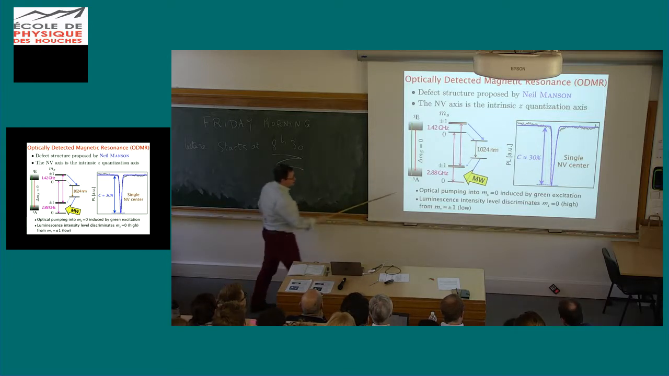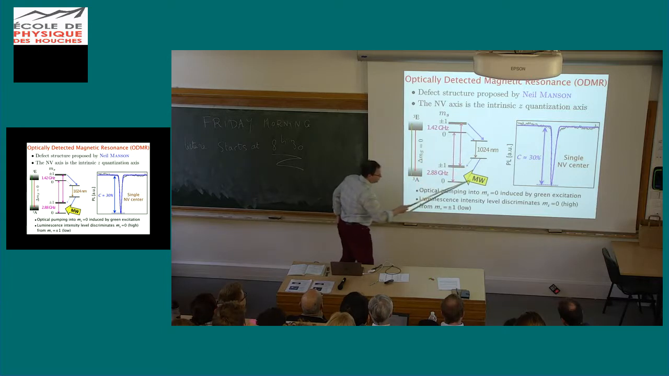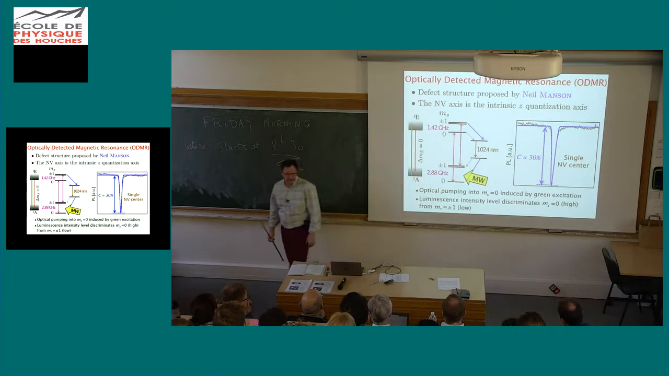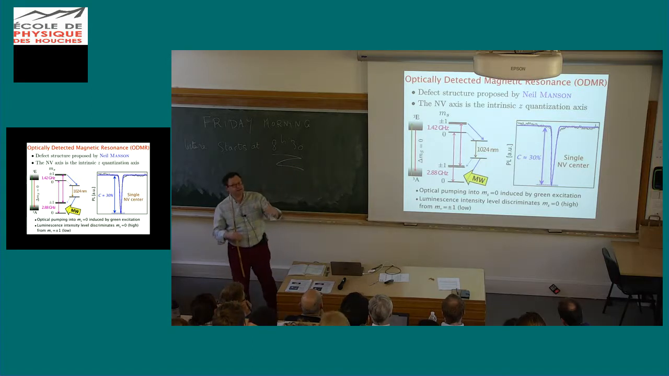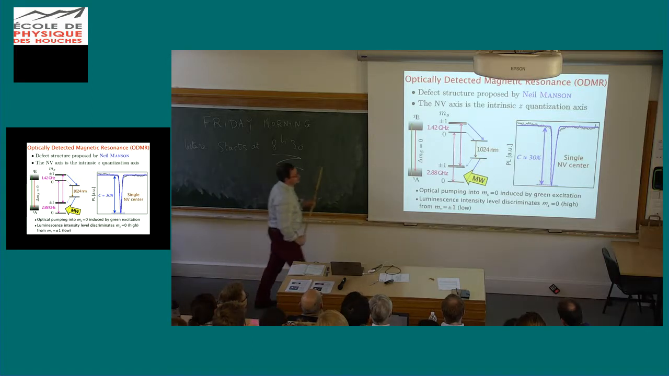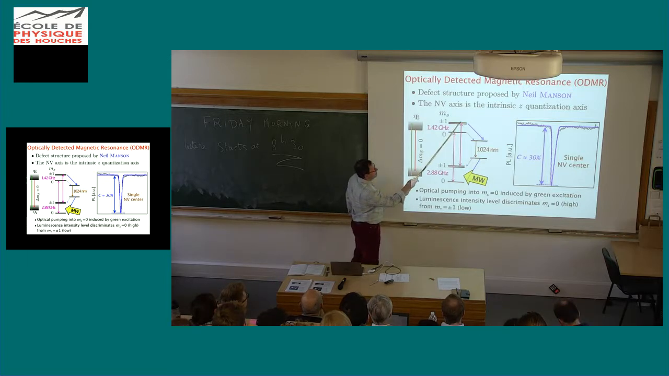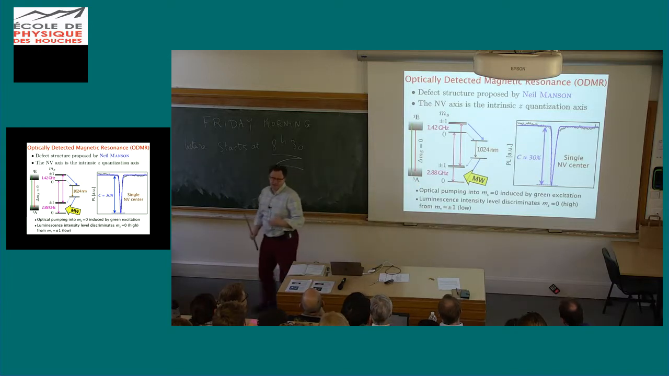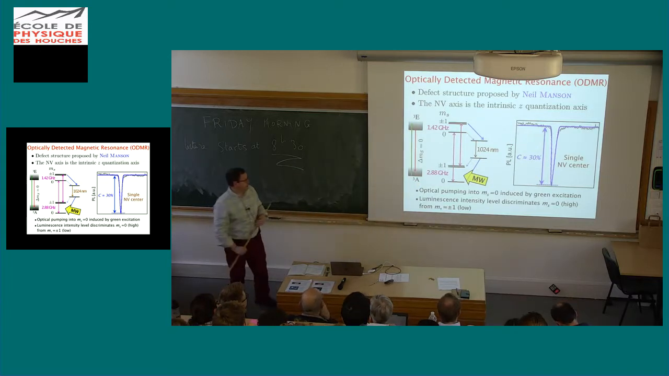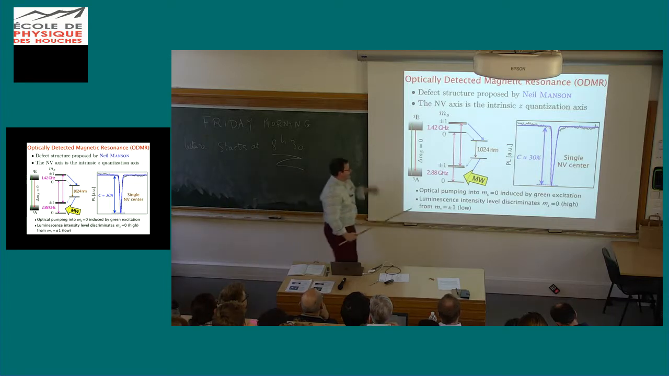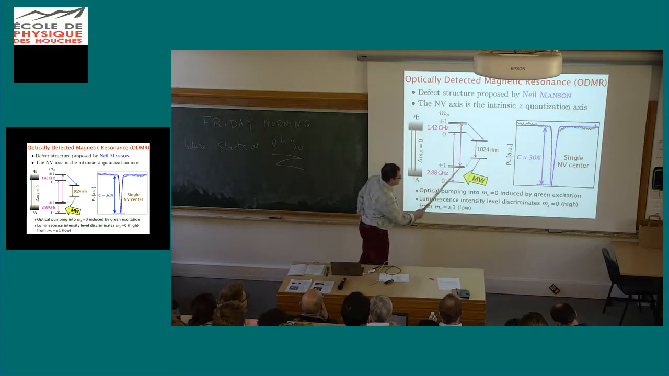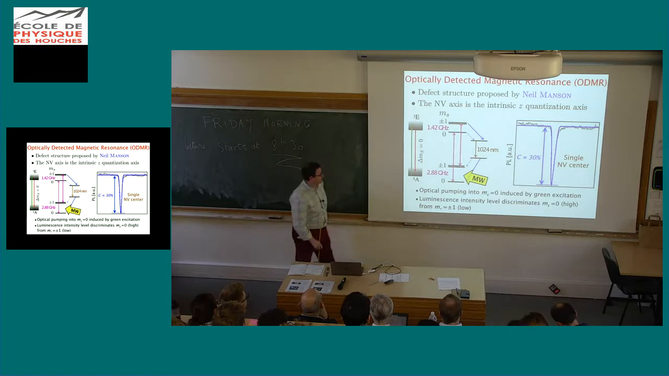If you apply green laser light, after a few cycles all the population will be pumped into the ms equals 0 state. Also, the leakage towards this metastable state induces a difference in the quantum efficiency of the luminescence from ms plus minus 1 and from ms equals 0. The ms plus minus 1 is darker, sorry, has a lower luminescence efficiency compared to ms equals 0 in the excited level.